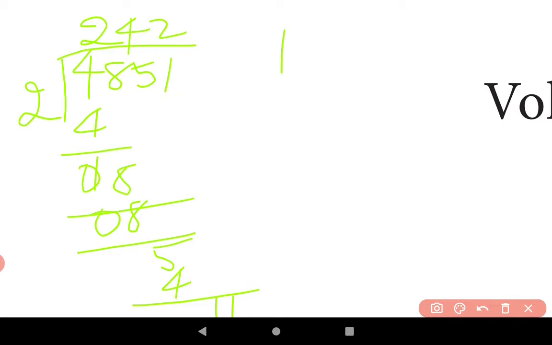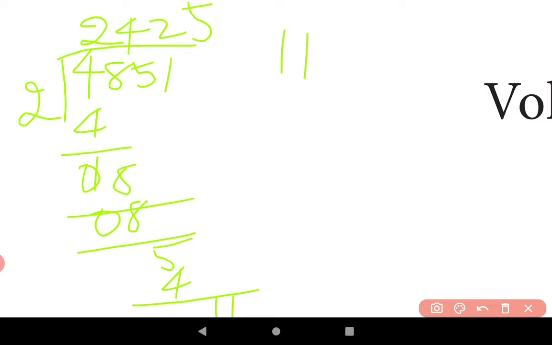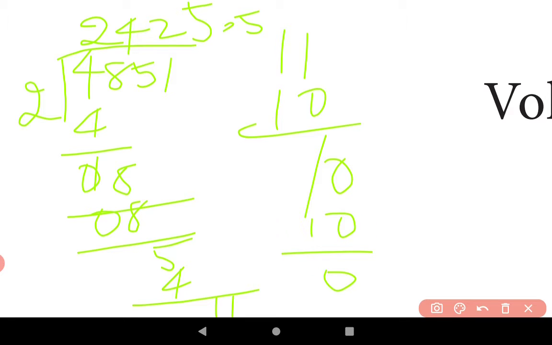I'll bring that 1 here below, and 2 5s are 10. 1 is remainder, put a point here, 0, 2 5s are 10. So what is the volume? 2425.5 centimeter cube, right? So you can write as centimeter cube or cubic units, whatever you can write. Now 2425.5. So the volume of cylinder B is greater.